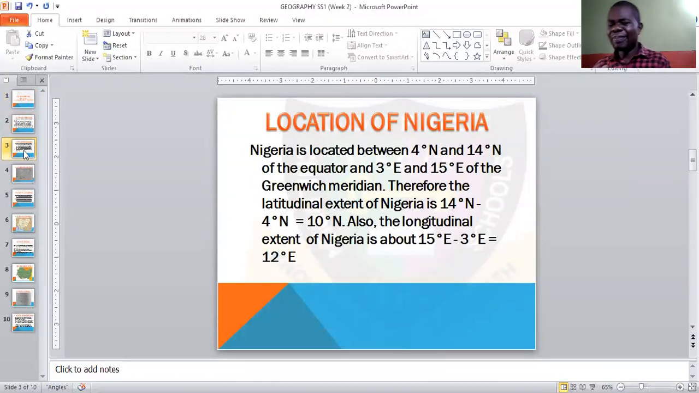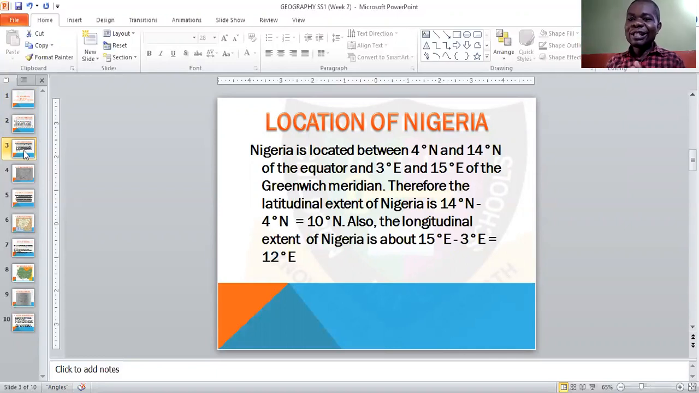Nigeria is located between 4 degrees north and 14 degrees north of the equator. Equator, remember, is a line that runs from the west to the east, also dividing the earth into two equal hemispheres, the northern and the southern hemisphere.